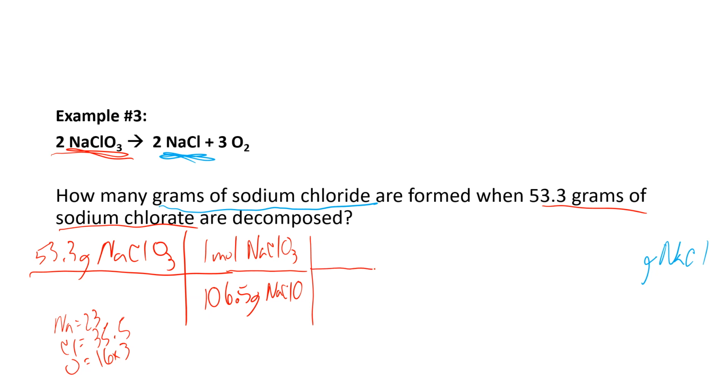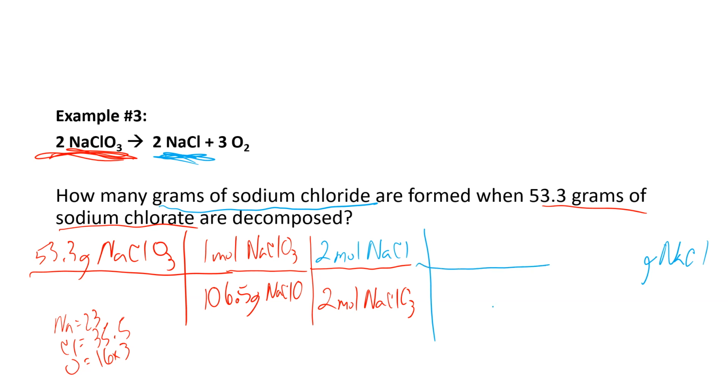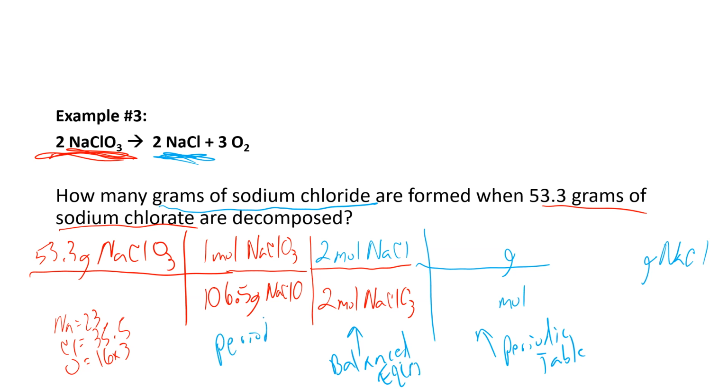So we've gotten out of grams, but now we're in moles of NaClO3, and we got to get to grams of NaCl. So here's where we got to do our color change. We got to go from 2 moles of NaClO3 into 2 moles of NaCl. So that will get us to NaCl. And then to get to grams, we're going to have to go from moles to grams. And again, we're going to need the periodic table here. So this will be the periodic table. And this was the balanced equation. And this was the periodic table as well. So this was one where we needed all 3 steps.